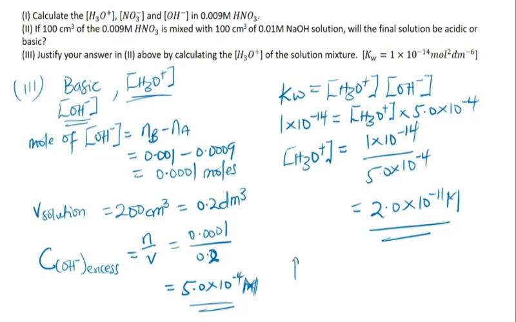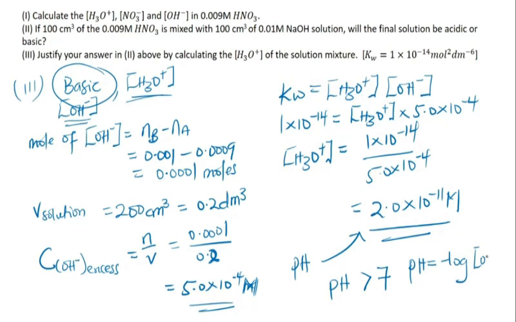Now if you calculate the pH using this concentration, you are going to see that the pH you obtain will be greater than 7. Because the pH is greater than 7, we can boldly say the decision we took in II by saying the solution is basic is correct, because a basic solution has a pH greater than 7. If you input this into the calculator using pH is equal to negative log of H3O plus, you are going to see that the pH will be greater than 7.